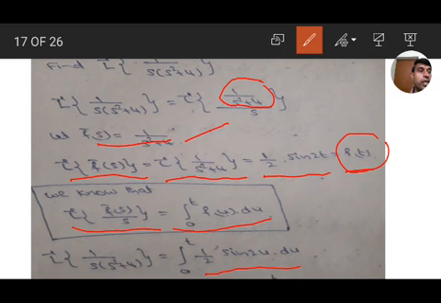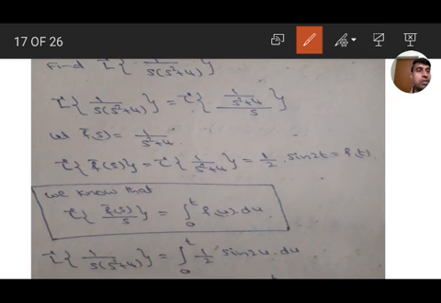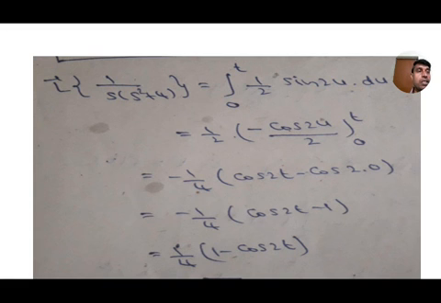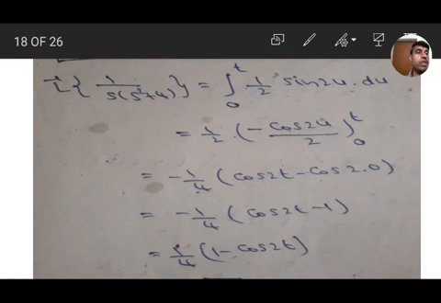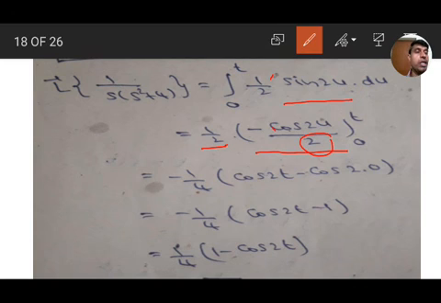Sin 2u integration and apply the limits. Okay, that is 1 by 2 outside, and sin 2u integration is minus cos 2u by 2, from 0 to t. This 2 is outside and minus is outside. So we get minus 1 by 4.